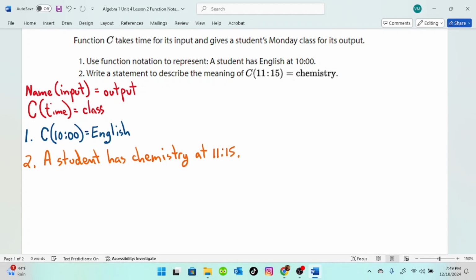So in the first example, we took a statement and wrote function notation to represent it. In number 2, we did the opposite. We took function notation and we wrote a statement to represent it.